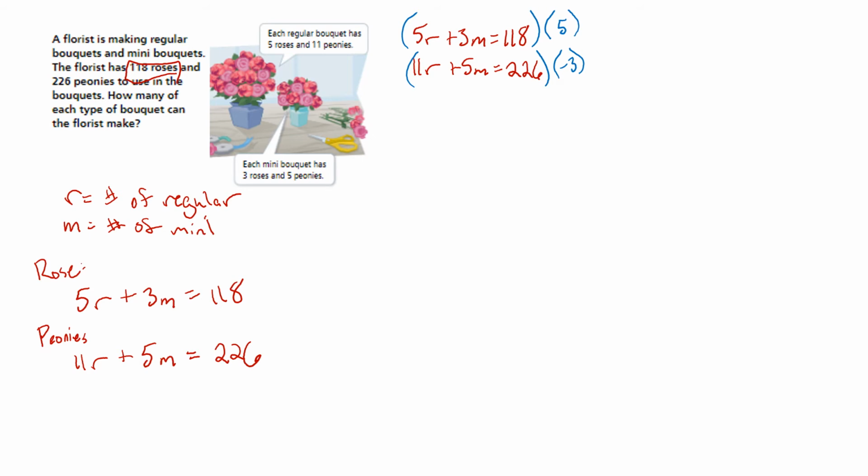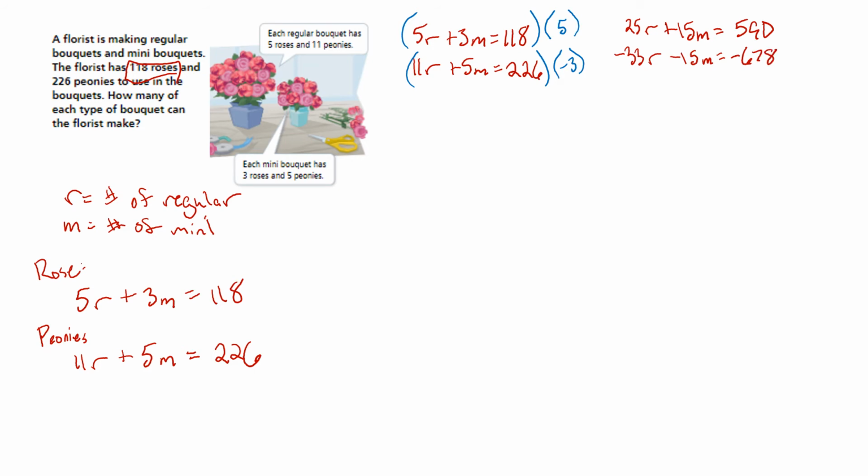So when we multiply by 5 on that top one, 5r is going to be 25r plus 15m equals 118 times 5. Some quick math is 590. And then multiplying the bottom one by negative 3, we'll have a negative 33r minus 15m equals 226 times negative 3 is negative 678.